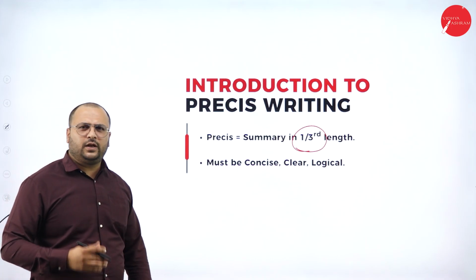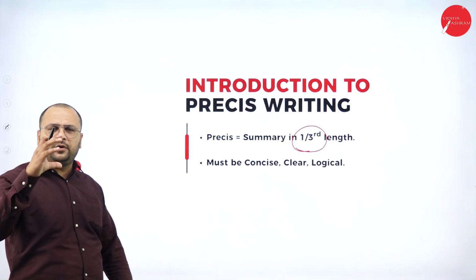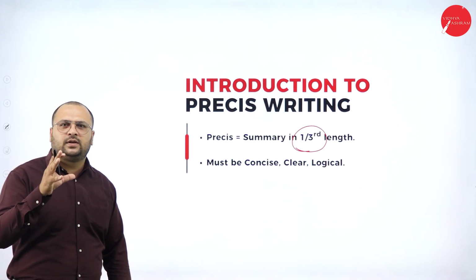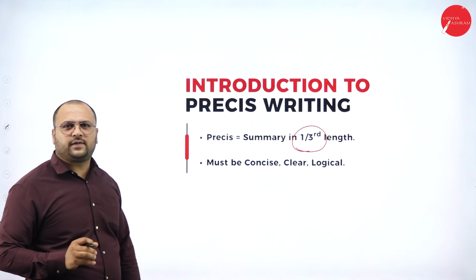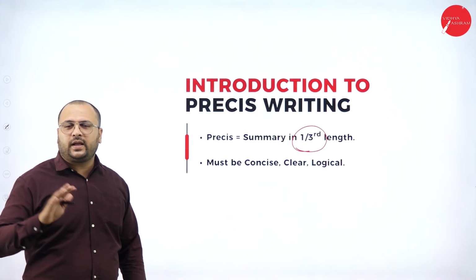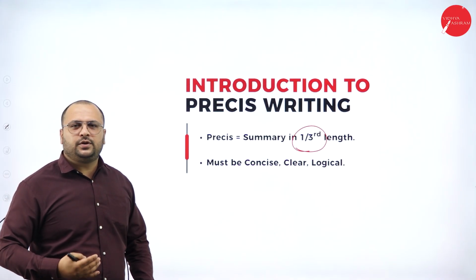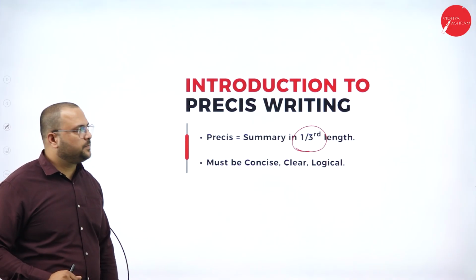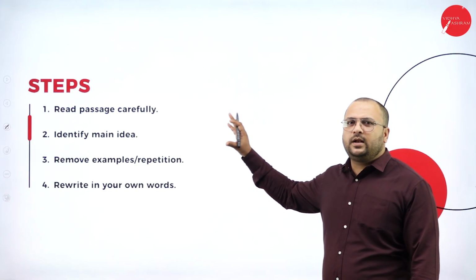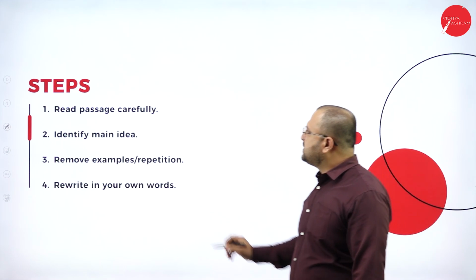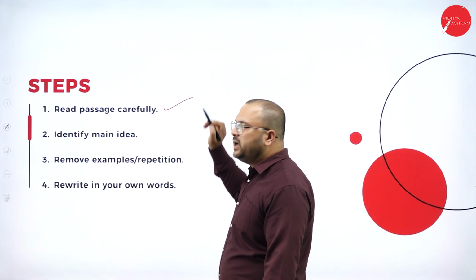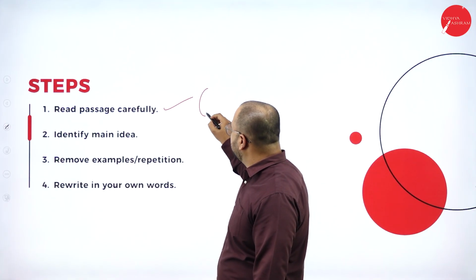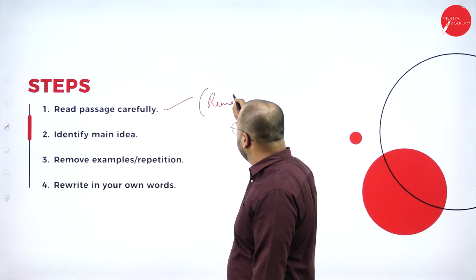So what is the aim? When you precise, when you reduce the size of the passage, it should have the important thoughts, important messages, or important points from the passage it is taken from, not anything else from outside. So you are condensing the given passage to 1/3 of its size. So what are the steps involved in precise writing? First thing is reading the passage carefully. When you read the passage carefully, it brings to mind reading comprehension.